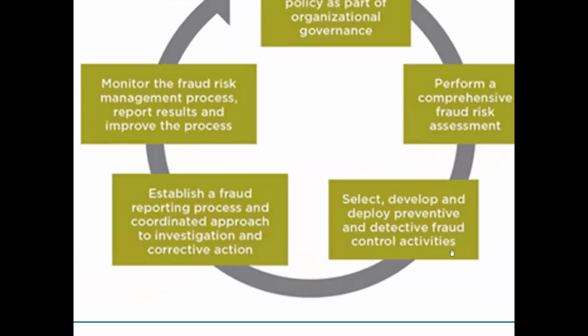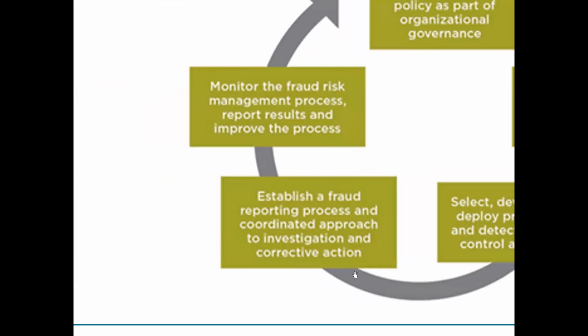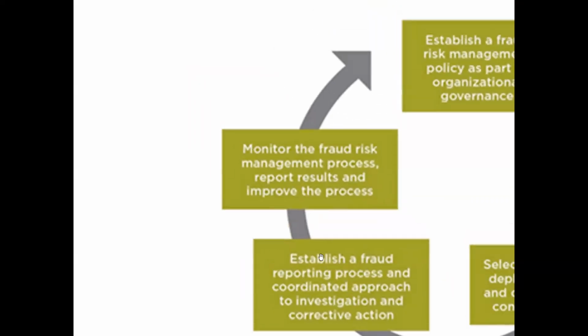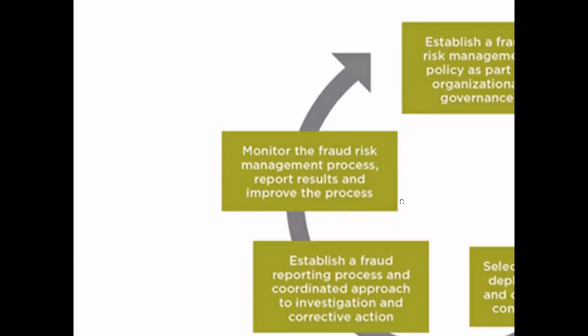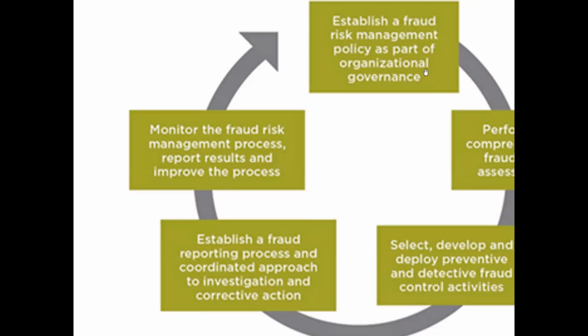And then we're going to look for those red flags through selecting, developing, and deploying preventative and detective fraud control activities. So we identify what those red flags might be, then put those control activities in place to help us find them. Then after we've found them, we want to report on them, so we establish a fraud reporting process and a coordinated approach to investigation and corrective action, and then monitor that fraud risk and make changes to the policy that we have. So we see this kind of feedback loop there.